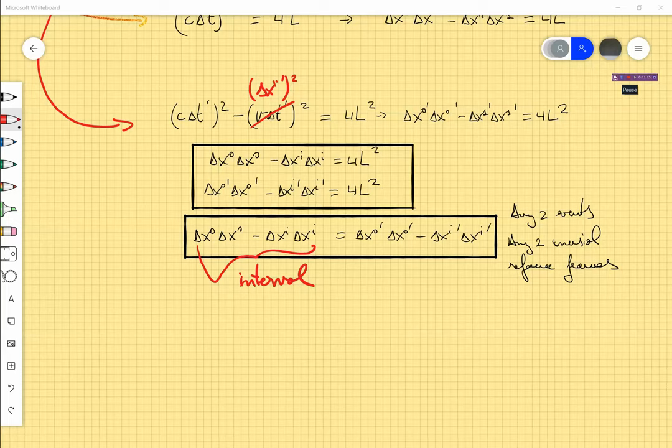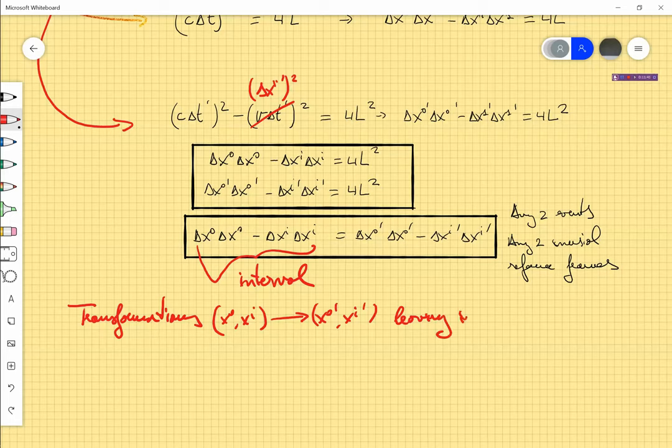In other words, we can say that the transformations that take us from x0, xi to x0 prime, xi prime, between any two inertial reference frames, and leave the interval invariant, are what we call Poincaré transformations.